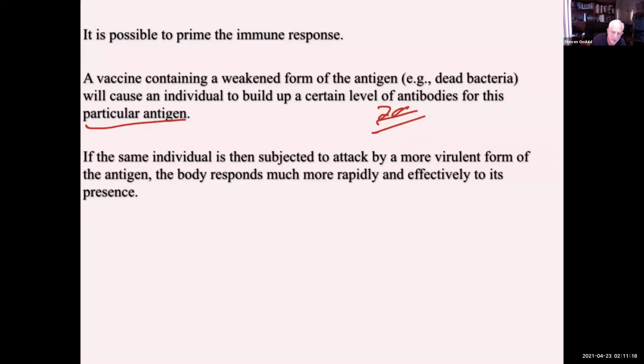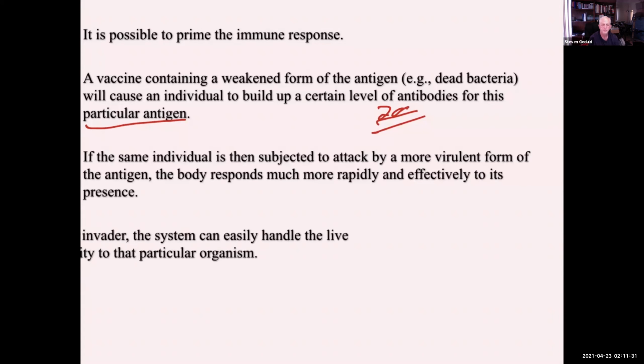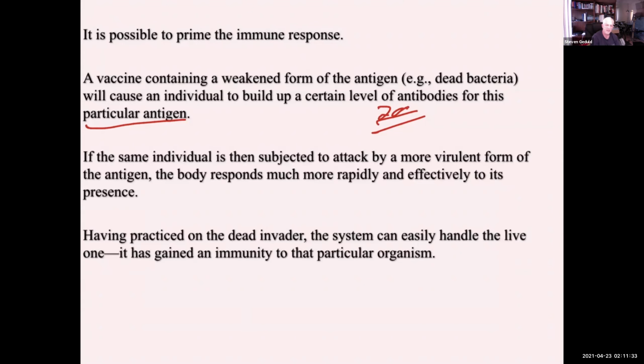And when the same antigen is then attacked by a more virulent form of the antigen, the body responds more rapidly and effectively to its presence. So it responds quicker, and it doesn't give the virus or bacteria a chance to get a hold on you. Having practiced on the dead invader, the system can easily handle a live one. It's gained immunity to that particular organism because it's made those antibodies and it has memory. It has those antibodies already made and waiting for it.